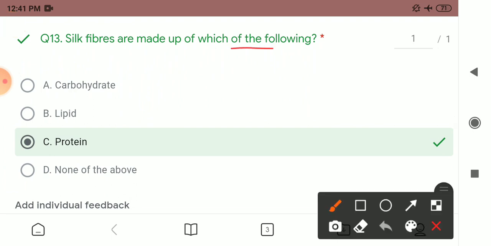Silk fibers are made up of which of the following? The options are carbohydrate, lipid, protein or none of the above. So here your answer is option C, that is protein. The silk fibers are made up of protein.